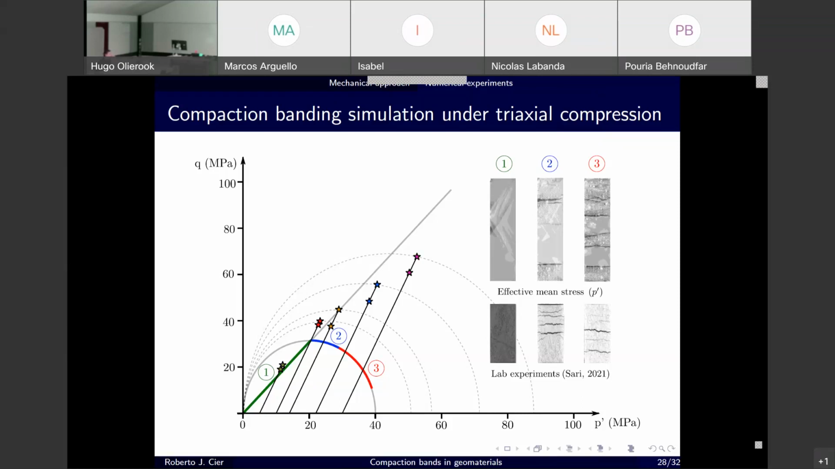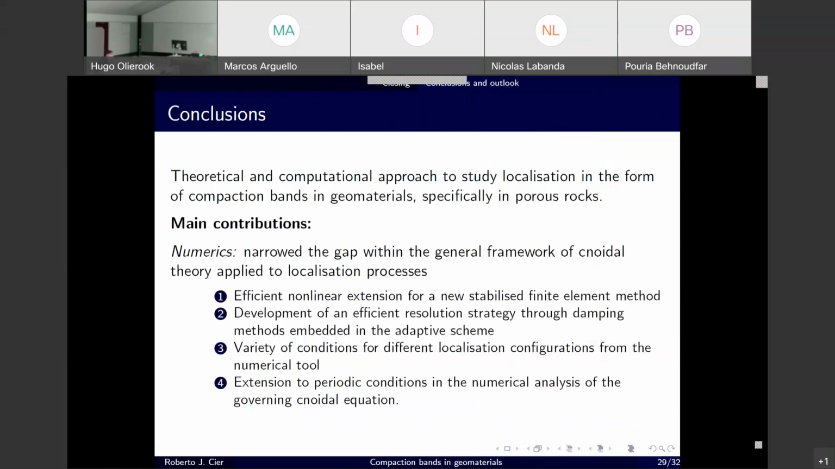At the end, using the stresses to explain how the bands are appearing, it's also valid. And it's something that is supported by the simulations.